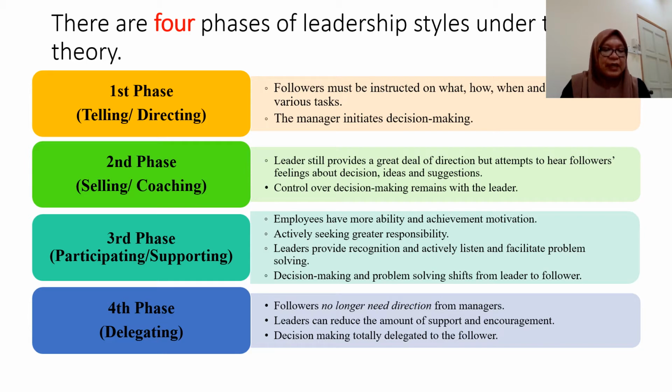The last one is the fourth phase, which we call delegating. Followers no longer need direction from the manager. Here at the last phase, there will be low relationship and low task, because the employees already know how to do the task, so they don't need direction from the leader, and they also don't need motivation, because they're already motivated to do the task. So it's very relaxed.